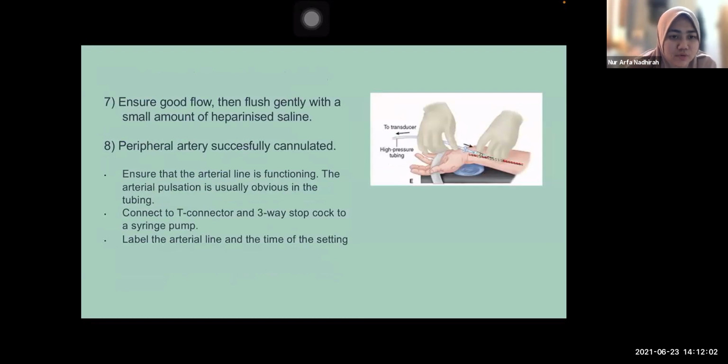We ensure good flow, and then we flush gently with a small amount of heparinised saline. If the peripheral artery is successfully cannulated, we need to ensure that the arterial line is functioning, and usually we can see the arterial pulsation at the tubing. Then we connect to a T connector and three-way stopcock to a syringe pump, and we label the arterial line and also the time of the setting.